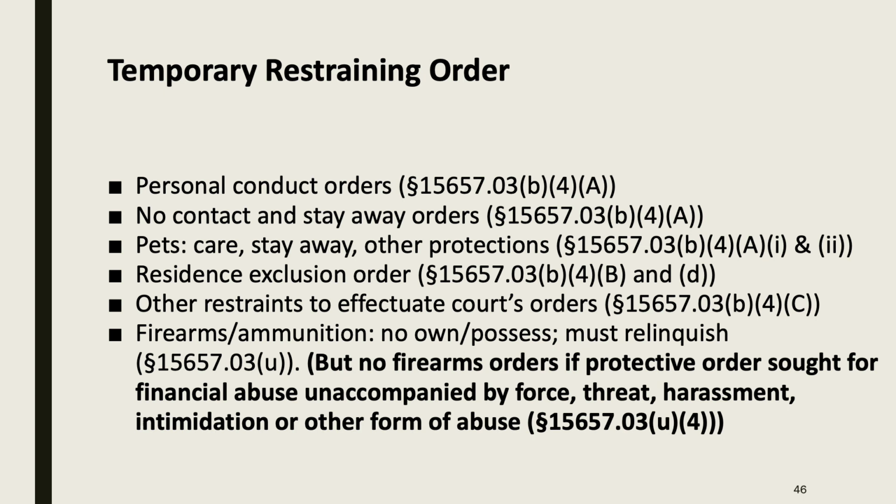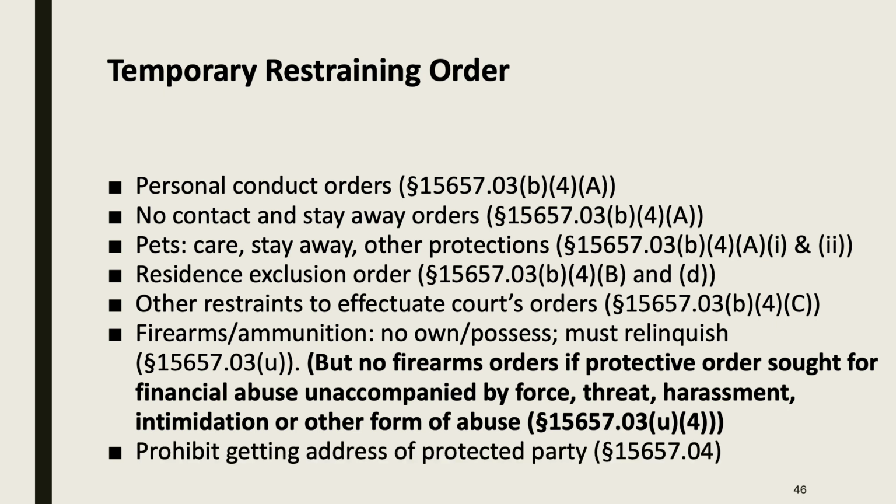There is a provision that if an elder abuse order is granted, then the person who is subject to it cannot own or possess and must relinquish their firearms, but if the only abuse that's alleged is financial abuse, unaccompanied by force, threat, or harassment or intimidation, or some other form of abuse, the firearm order is not given. This is the only restraining order where the firearm order is not automatic in all cases. And an order prohibiting the restrained person from getting the address of the protected party.